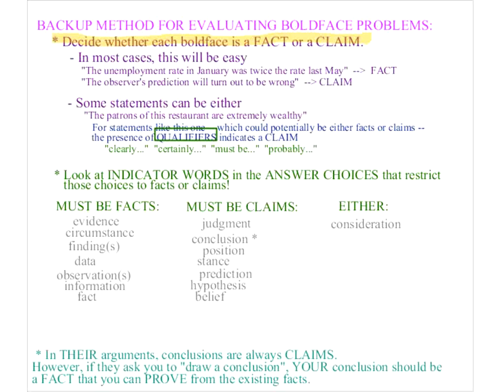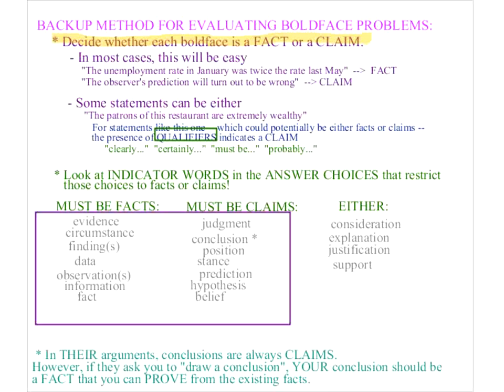Okay. And then as far as things that can be either, explanations can be either because you can use facts or claims to explain stuff. Justification is whatever you use to justify your conclusion, so that can be fact or claim. And then support. By the way, in this list also should be objection. Objections are generally claims.